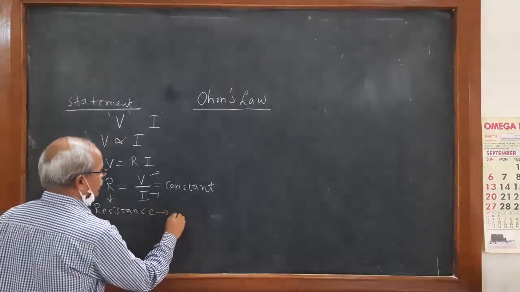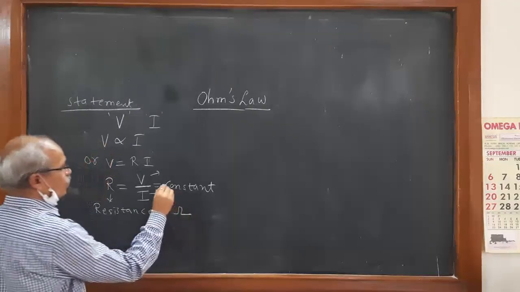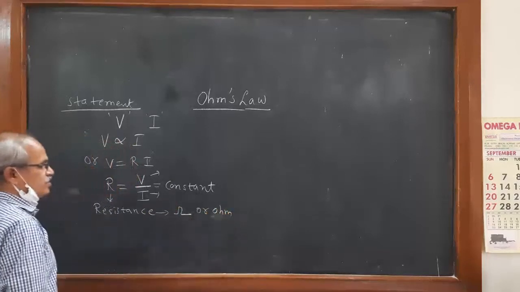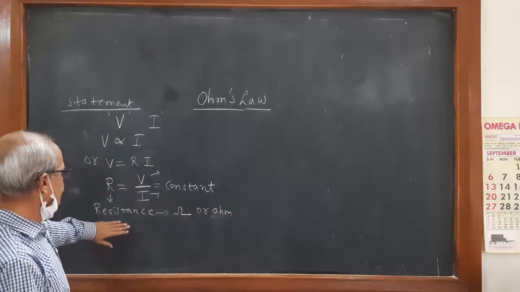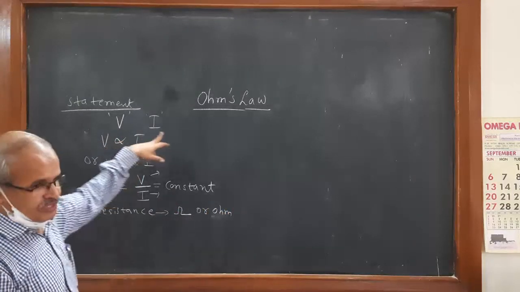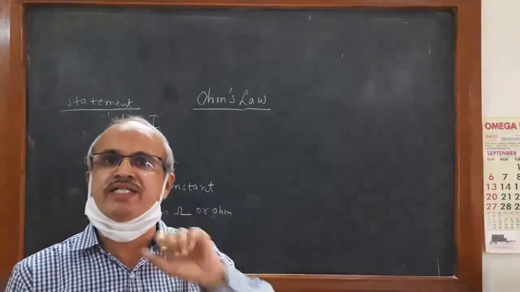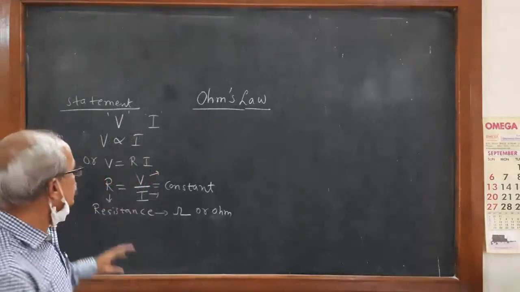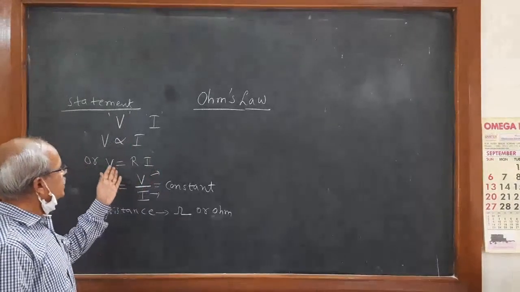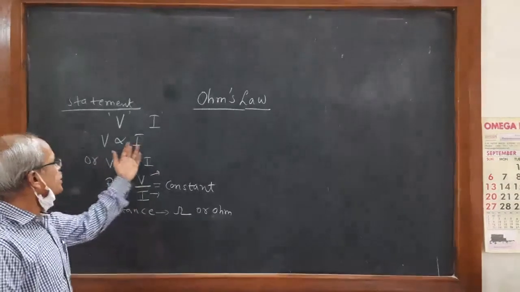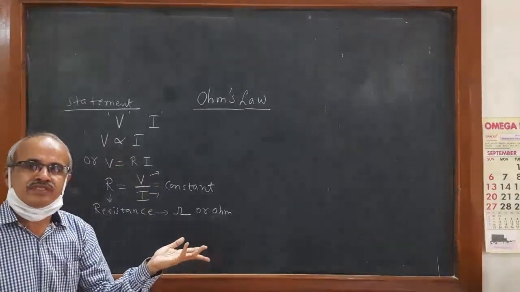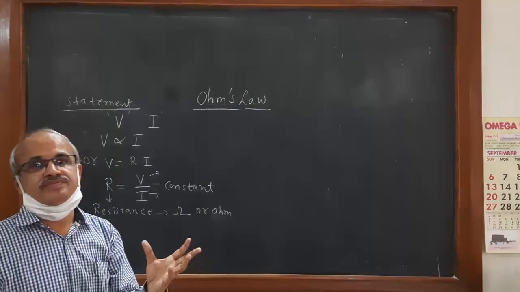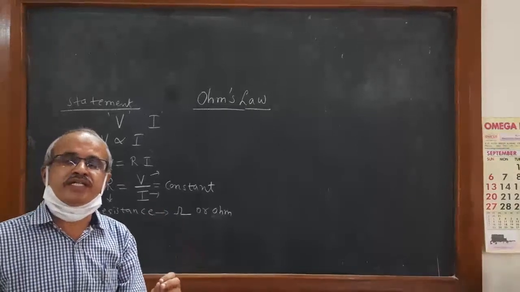The unit of this resistance is ohm. That is the unit of resistance. Then I told you that here temperature and physical dimensions remain unaltered. If the temperature increases, there is a possibility that this relationship will not hold. It should be constant. Temperature should remain unaltered, and physical dimensions should remain unaltered.